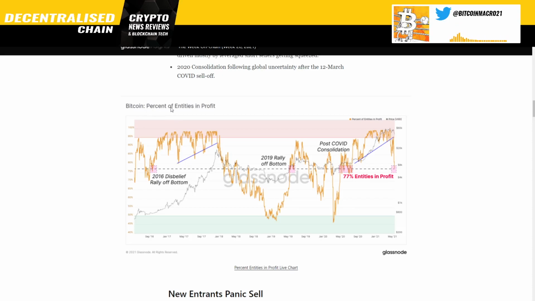So when we look at the percent of entities in profit, that does matter, because the more people are at a loss, the worse things get. Okay, and yes, when things are very good and very nice and everyone is in profit, then things could stay like that for quite some time. But what happened here was we did go up. There was a lot of profit. There were a lot of people in profit.